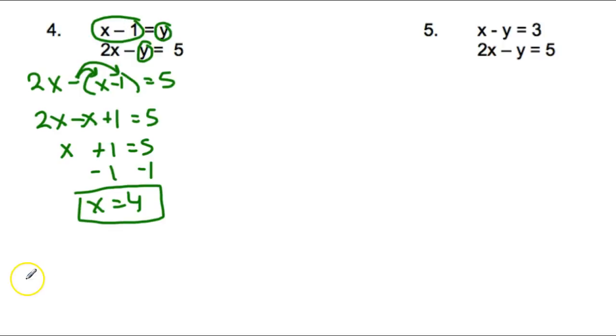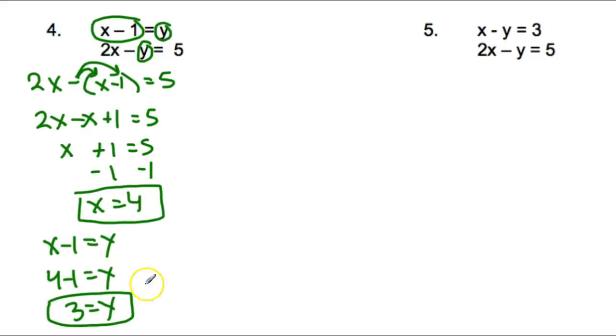Bam. So that's the answer to step number 2, right? Solve the first one. I can plug it into either of these equations. I'll plug it into the first one. So x is 4, so that's x minus 1 equals y. So 4 minus 1 equals y. 4 minus 1, that's 3 equals y. So x is 4, y is 3. Our point is x, y. So 4, 3. Bam.